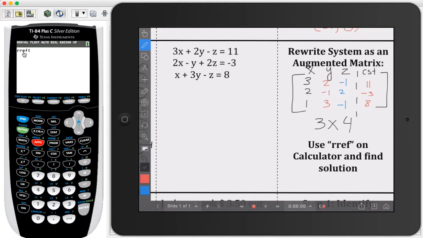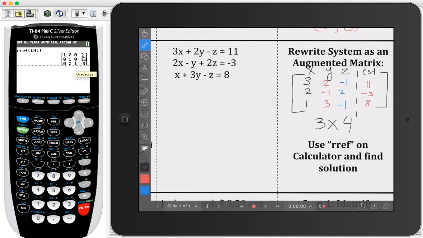Now it will have the RREF on the window. Now you need to put the matrix A, so second matrix, press enter on 1. Now you need to calculate by clicking enter. Now you will always have 1s and zeros in the first 3 columns, and this is how you can tell that your steps are correct so far. So the last column will have your solutions.